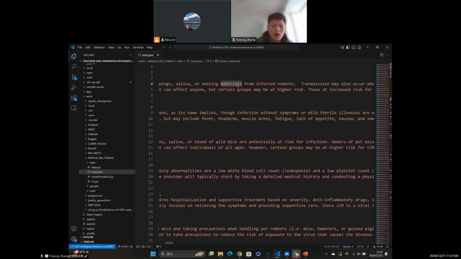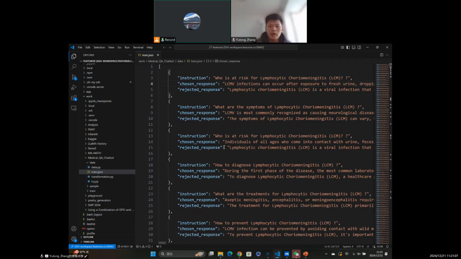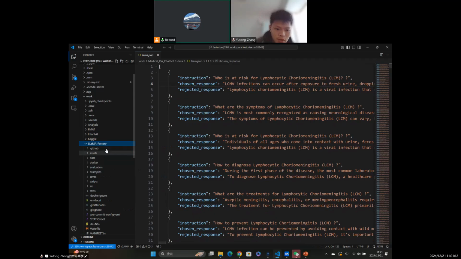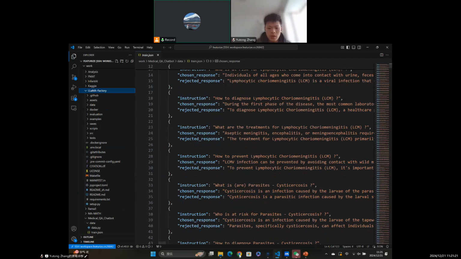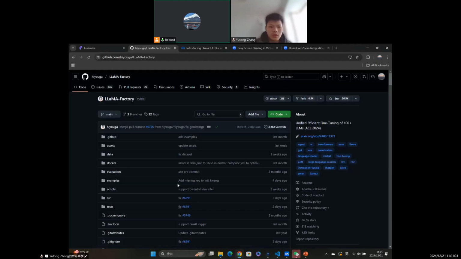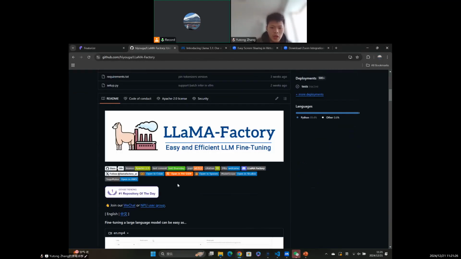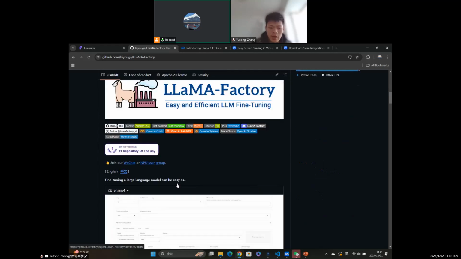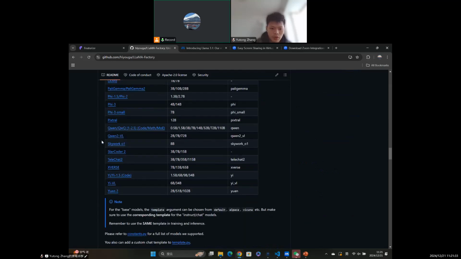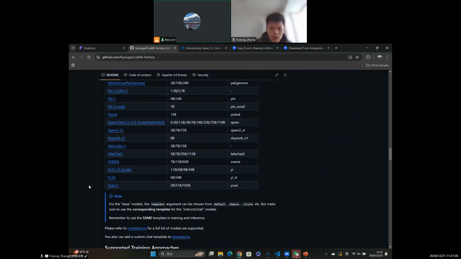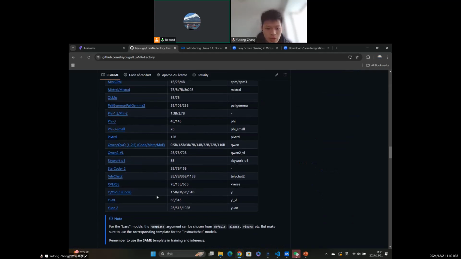So I use this kind of comparison dataset to train my model, which I think is the Qwen2 model instruct. This is the GitHub page of LLaMA-Factory, and we can see that it has detailed explanations and support for various models.